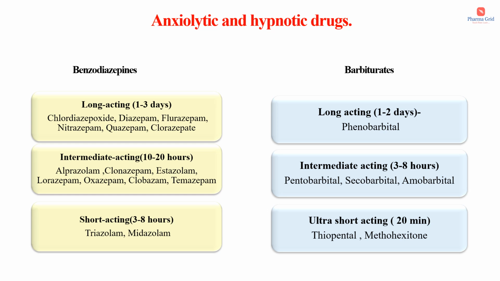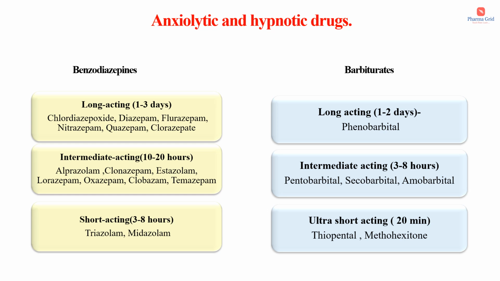Benzodiazepines can be classified based on the duration of action as long acting, intermediate acting and short acting. Long acting means they have a long half-life of about 1 to 3 days. Examples include chlordiazepoxide, diazepam, flurazepam, nitrazepam, quazepam and clorazepate. Intermediate acting have a half-life of about 10 to 20 hours. Examples include alprazolam, clonazepam, estazolam, lorazepam, oxazepam, clobazam, temazepam. Next is short acting, with a short half-life of about 3 to 8 hours. Examples include triazolam and midazolam.